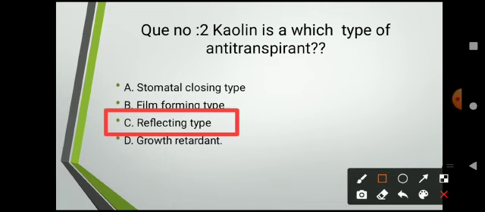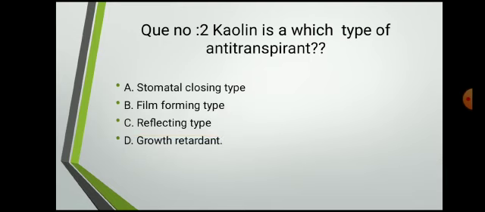Anti-transparent is nothing but the material which is applied to the transpiring plant surface to reduce the water losses from the plant. In reflecting type of anti-transparent, the materials reflect the radiation and reduce the leaf temperature and vapor pressure gradient from the leaf to the atmosphere, and ultimately transpiration is reduced. The examples of reflecting type of anti-transparent are kaolin as well as silite, that is diatomaceous earth product.